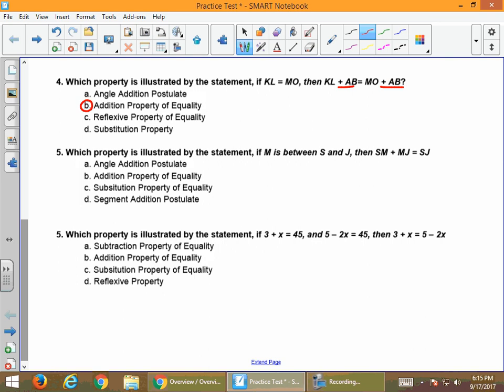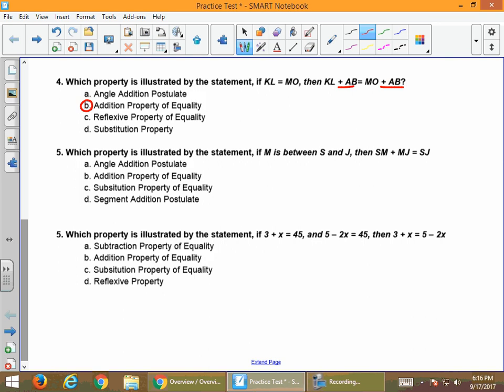Just like when we have a mathematical equation like we have in Algebra 1, the addition property says we're allowed to add 5 to both sides. Well, in this case, we just added a distance, the distance from A to B. We added the same thing to both sides, so it is addition property of equality.